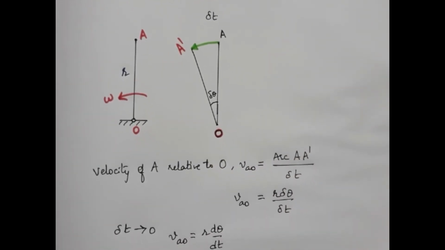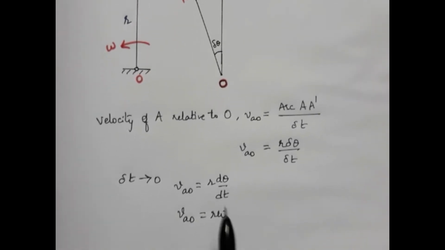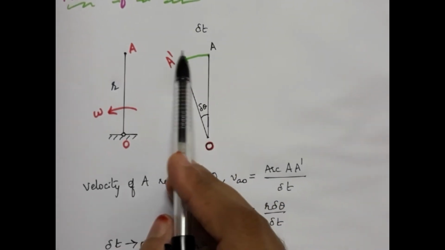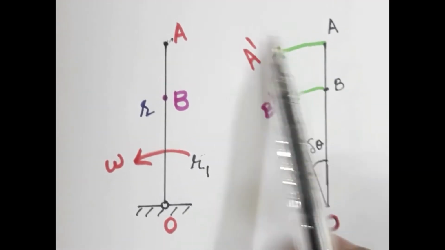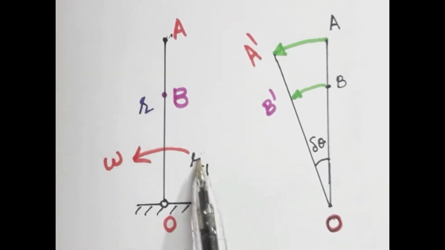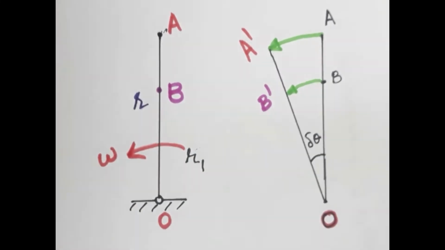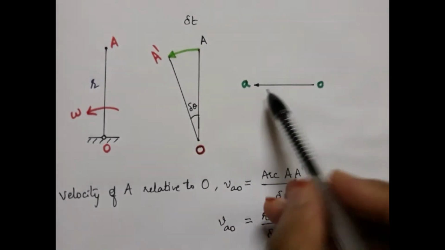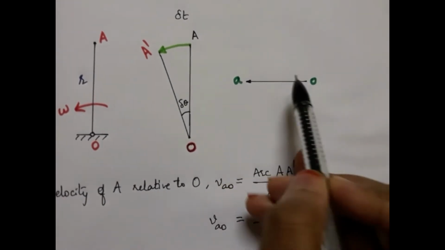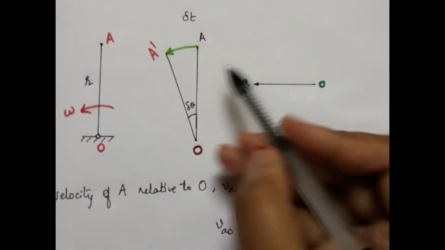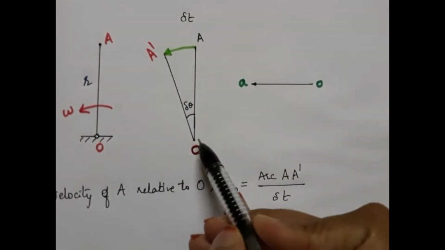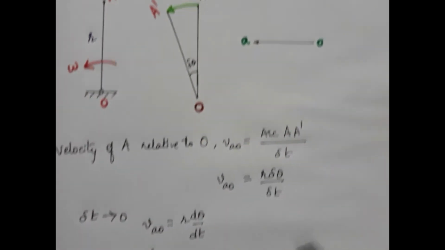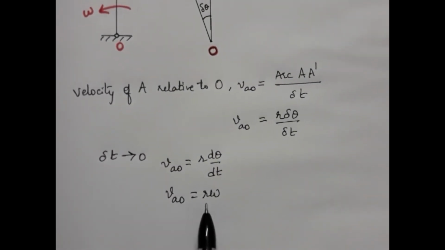So this can be represented by a vector whose length is r omega and the direction is perpendicular to the link OA and is acting leftward because the link is rotating in anti-clockwise direction. The velocity vector can be represented like this. So it is the velocity vector of A with respect to O. This line is taken perpendicular to OA link, and the length of this, which is the magnitude of the velocity, is taken to scale.